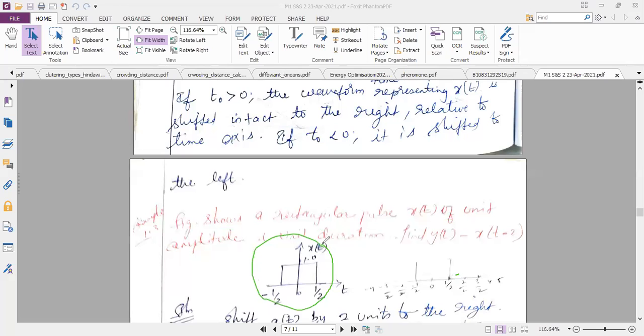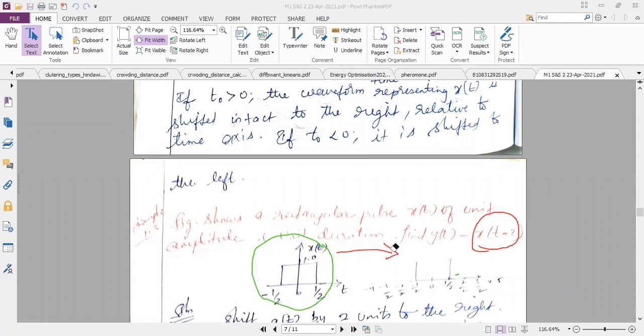Okay. So now, since the waveform is given, we need not worry. My work is how to get x of t minus 2. So listen carefully. If it is minus 2, I have to shift it towards the right hand side. How many times do I have to shift? I have to shift by 2 time units.